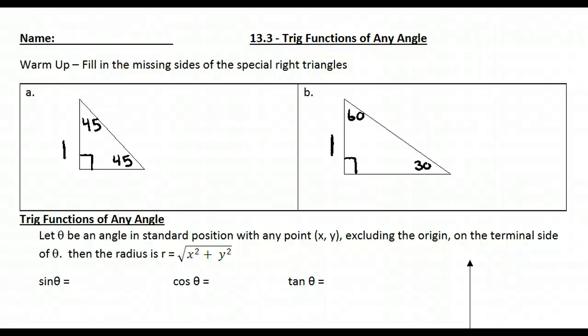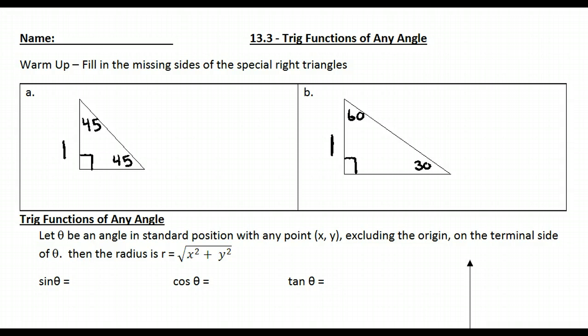Hey, welcome everybody to 13.3, trig functions of any angle. So this section, at least part 1, is all about us creating a triangle in a coordinate plane and finding our 6 trig ratios based off of that triangle in the coordinate plane. And this is leading us eventually to being able to, in a coordinate plane, figure out our sine, cosine, and tangent using our unit circle.